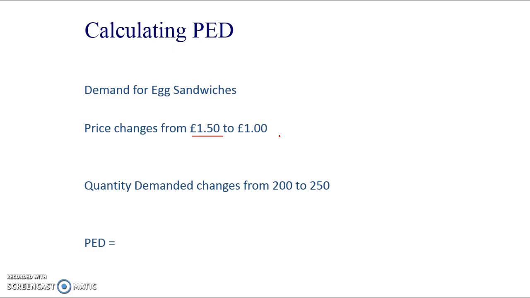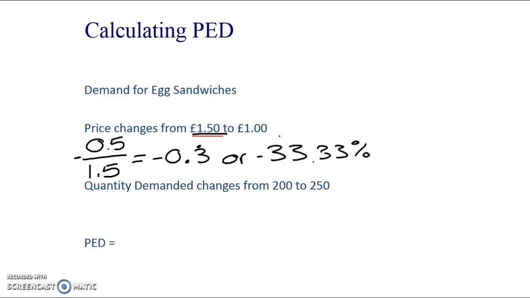So first of all, we need to work out the price change. I've pre-prepared this. The price change is 0.5, 50p, divided by the original, which was £1.50. That gives us minus 0.3 recurring, or if we turn it into a percentage, it's minus 33.33 recurring percent. You can either keep it as decimals or change it to percentages. It's fine, but you've got to use the same method for both when you're working out the change in quantity demanded as well. You wouldn't be able to divide your percentages by your decimals or decimals by your percentages. You've got to keep it consistent in the equation.